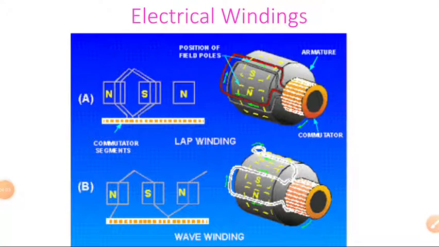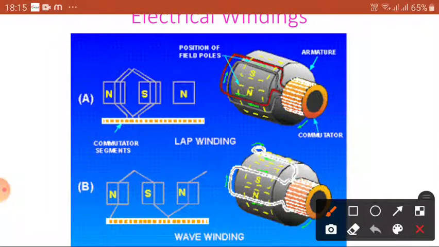Recollect what we have discussed in previous classes. These electrical windings are classified into two types. One is the DC winding, another is the AC winding. In DC winding and AC winding we use coils, the open coils and closed coils, but in case of DC machines we generally use the closed coil. Okay, so that is in the first figure. If you observe the top here, you can observe this is a lap winding.